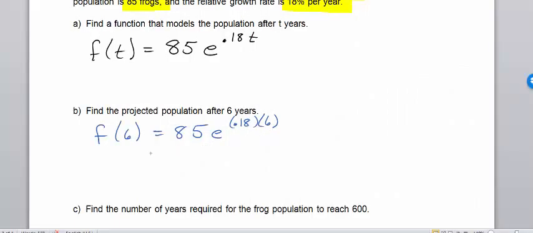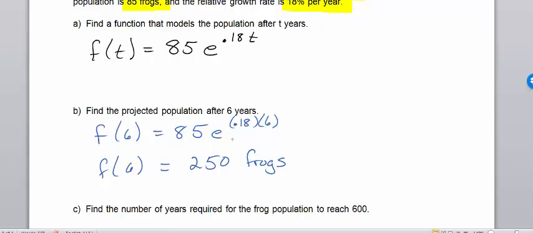You could do this on your calculator just as well, but the point being, at 6 years, we're going to have about 250 frogs, because obviously we're not going to have a partial frog. Once again, that was desmos.com, and very simple to do that.